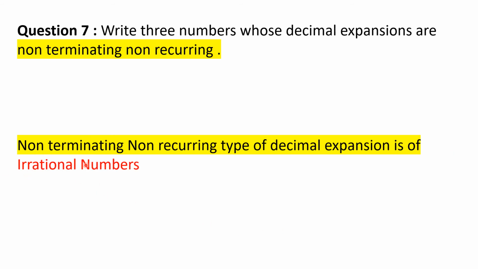Of irrational numbers, right? Irrational numbers have a non-terminating, non-recurring type of decimal expansion. So when they tell us to write 3 numbers whose decimal expansions are non-terminating, non-recurring, it simply means to write 3 numbers which are irrational, right? Because irrational numbers have non-terminating, non-recurring decimal expansion. So let's write 3 irrational numbers.